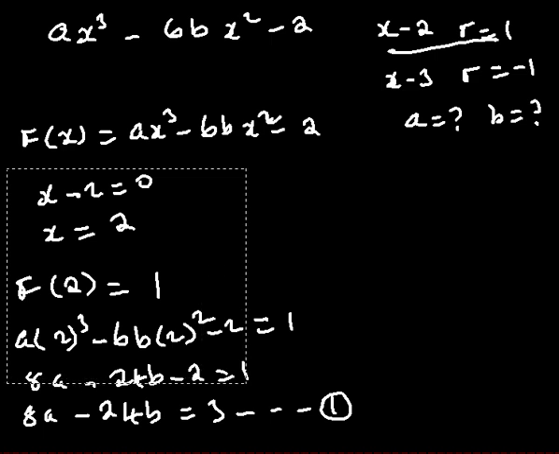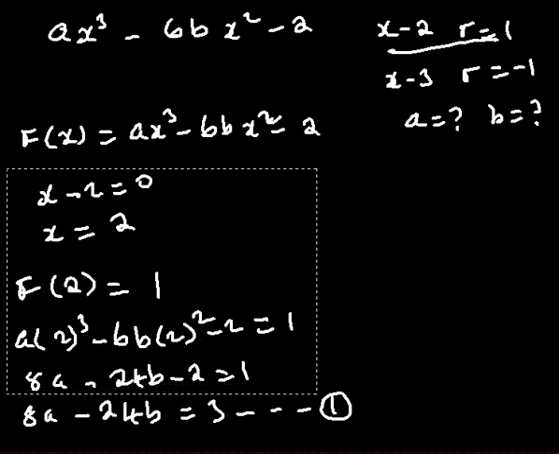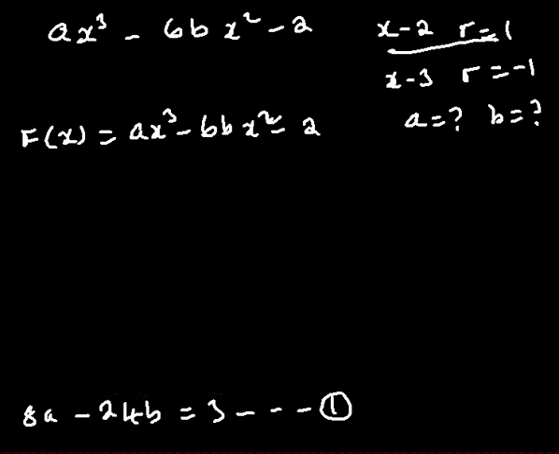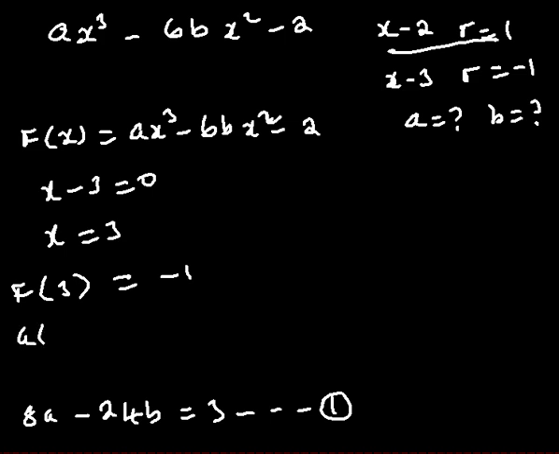Principle remains the same. For the second information, we have x minus 3, which is the same as x is equal to 3. Then we should have f of 3, which is the same as the remainder. What is the remainder? Negative 1. Then we'll have a times 3 to the power 3 minus 6b times 3 to the power 2, and there should be minus 2.